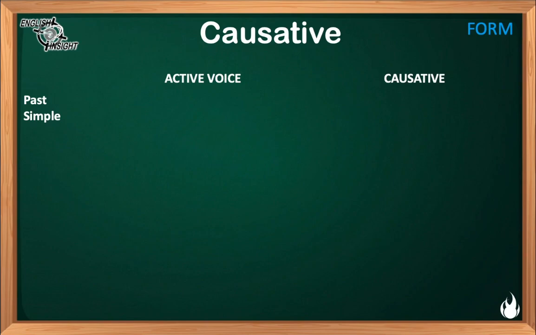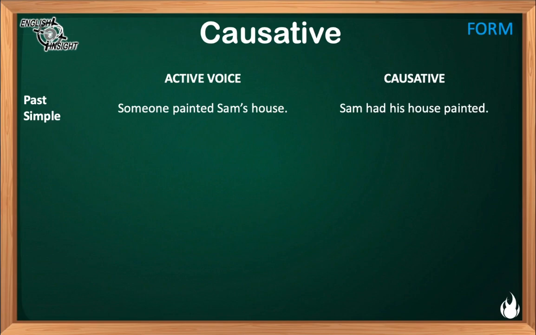Now let's check the forms in past. In past simple, we say someone painted Sam's house. In causative, we say Sam had his house painted. We commence with someone. The main verb tells us the conjugation of the auxiliary, the object, and the main verb conjugated in past participle.